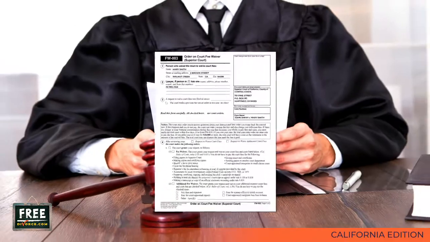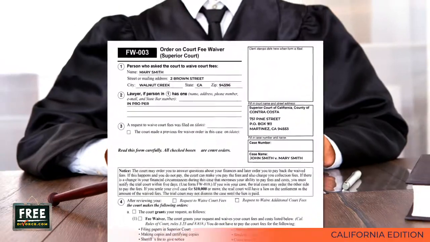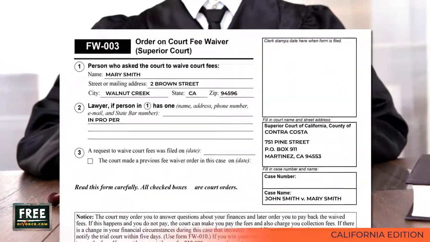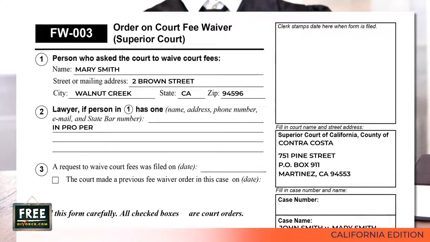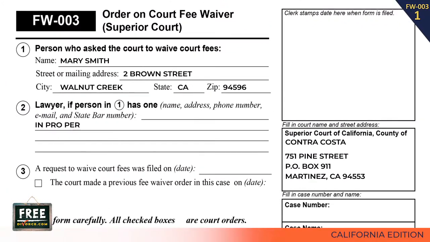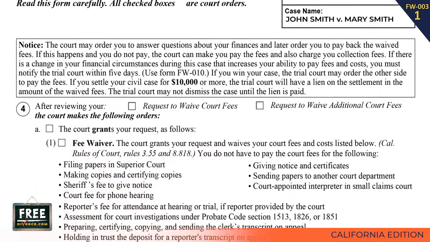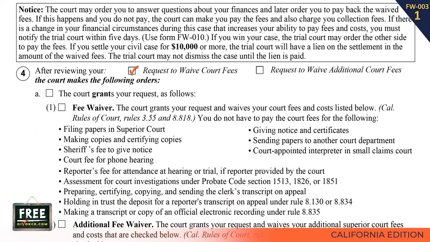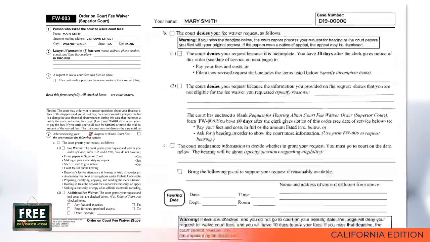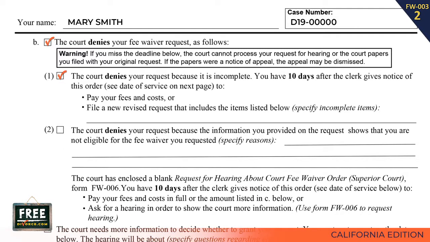After you submit your fee waiver form, the court will issue an Order on Court Fee Waiver. The court will use the FW-003 form to issue this order. That form will tell you whether or not the court has granted the waiver or denied the waiver. If the court denies the waiver, the FW-003 will explain why the waiver was denied, and it may give you an opportunity to submit additional information so the waiver can be granted.